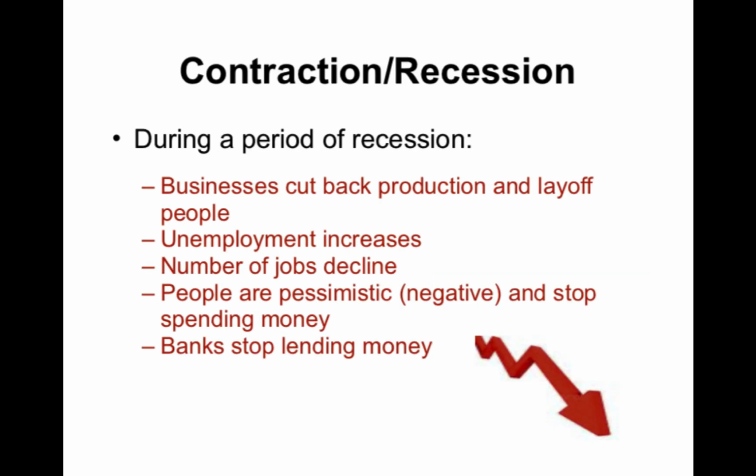So when we go into that downward contraction or in a period of recession, businesses are going to start to cut back their production and they're going to lay off people. So they can't produce anymore. Maybe people start buying less. I mean, that's certainly what we're seeing right now is people are not buying as much as they normally do. As they start to stop buying stuff, then you don't need as many workers. Unemployment's going to increase. The number of jobs available will decline, and people will get more pessimistic.